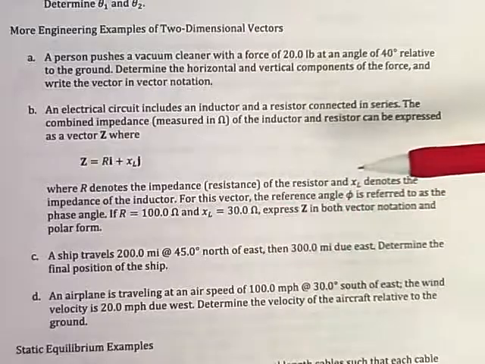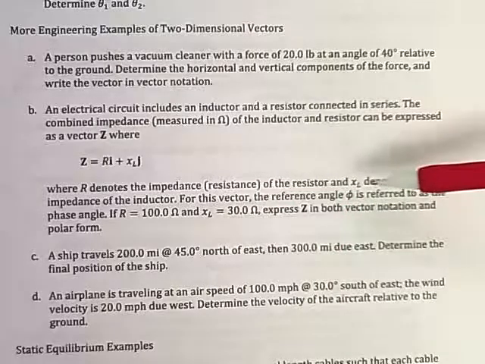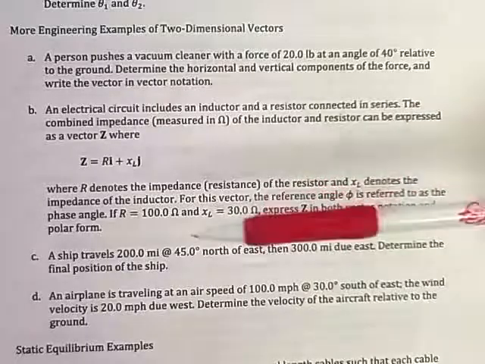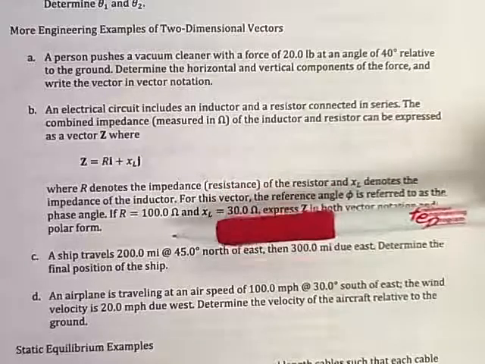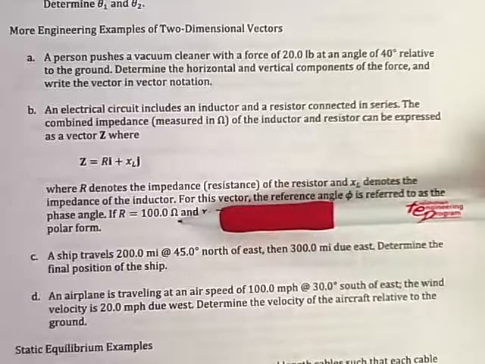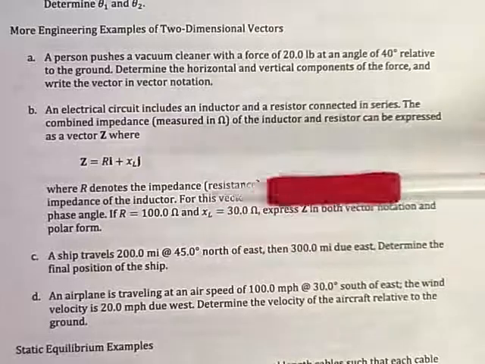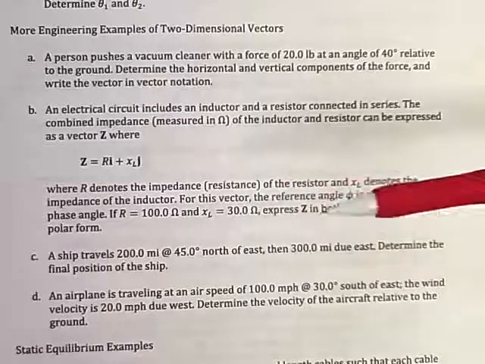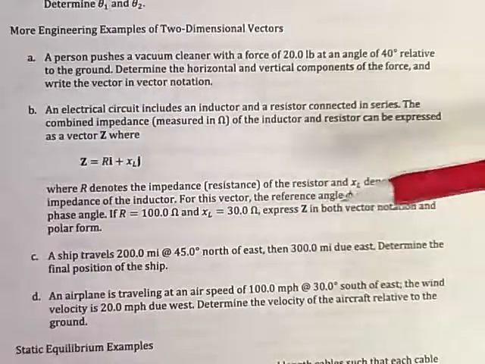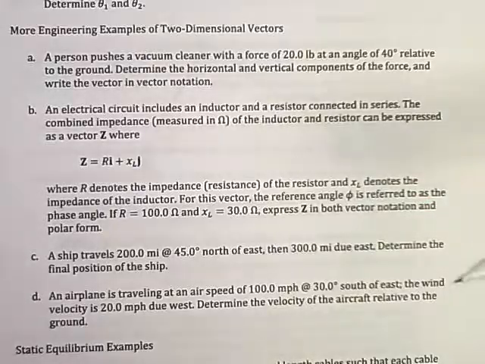For this particular one, the reference angle theta is referred to as the phase angle. If R is 100 ohms and XL is 30 ohms, express Z in both vector notation and polar form.